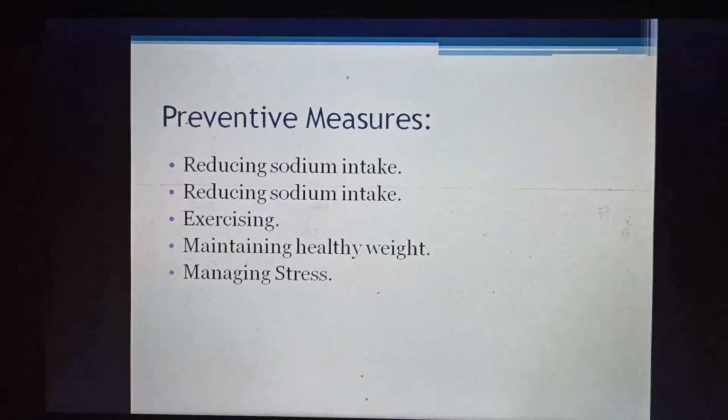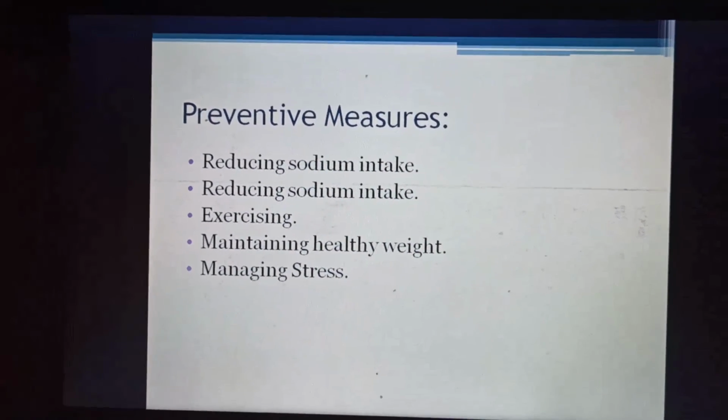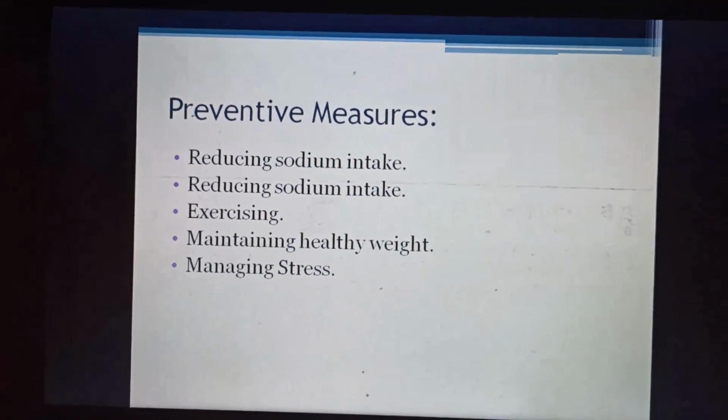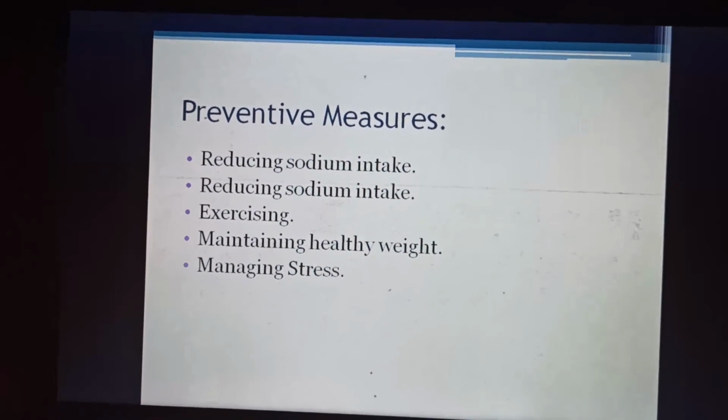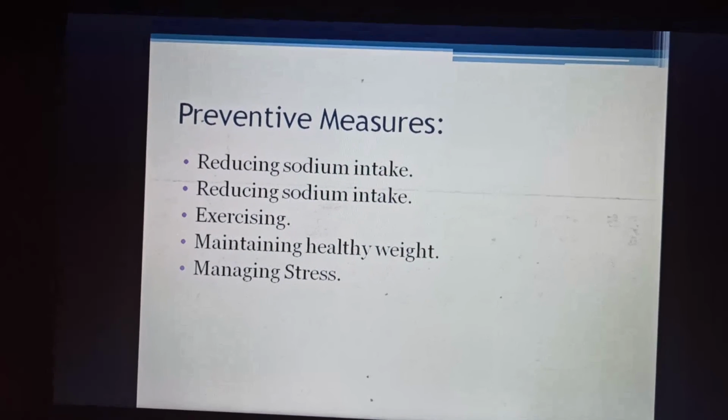Next one, preventive measures. First one is reducing sodium intake, then exercising, then maintaining a healthy weight, then managing stress.